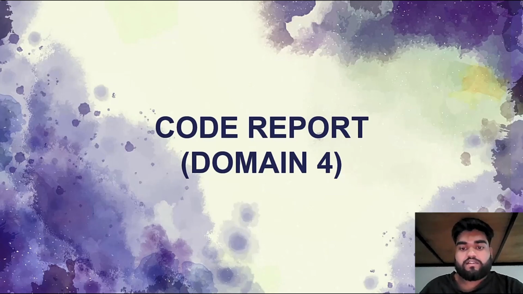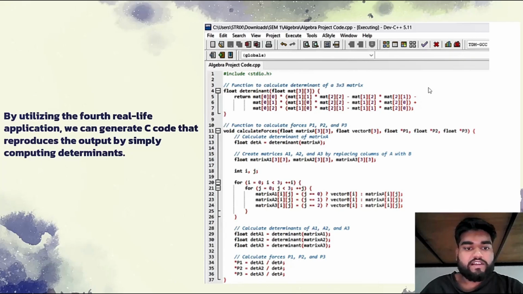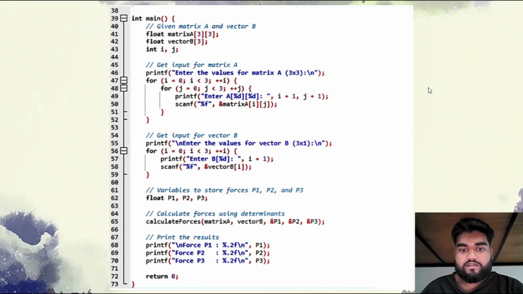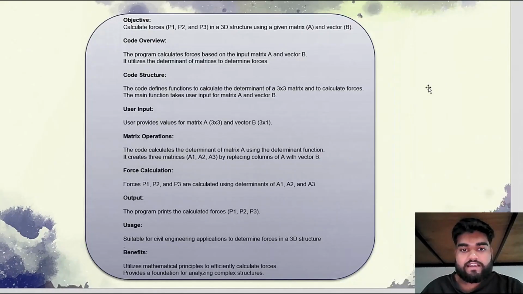So let's see the code that I created for this domain 4. By utilizing the fourth real life application, we can generate C code that reproduces the output by simply computing the determinants. Beside this, I attach the screenshot of the coding that I created for this project. I used an application called Dev C++ for this coding. This is the code that I created, and this is the continuation of that code. Let's see a few details about this code.